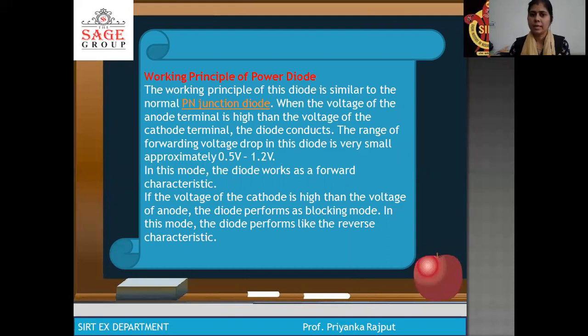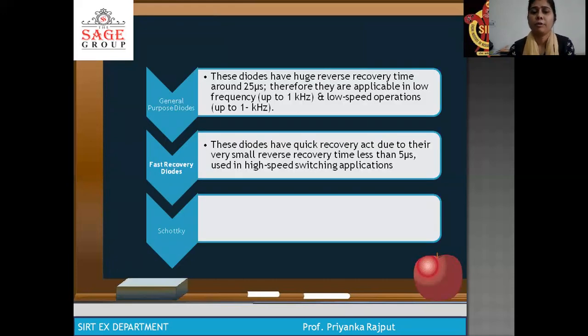Now, the working principle of the power diode. It is similar to that of a signal diode. Whenever we connect a diode in forward bias, it is in fully conduction mode. And whenever we connect a power diode in reverse bias, it will not be in proper conducting mode. Now, the types of power diodes. Power diodes have three main types: general purpose diode, fast recovery diode, and the last one, the Schottky diode.